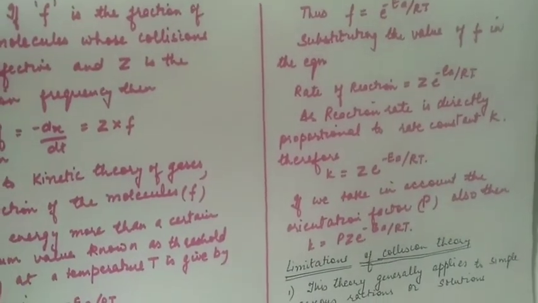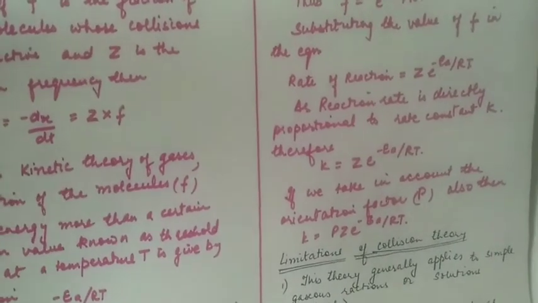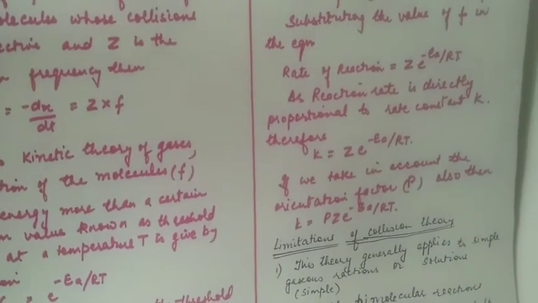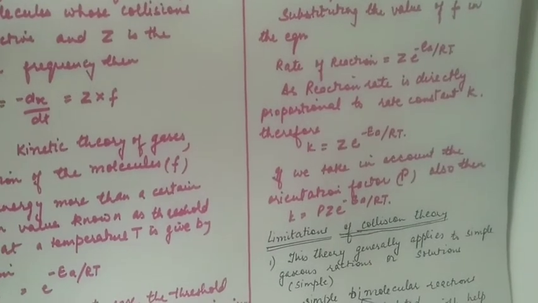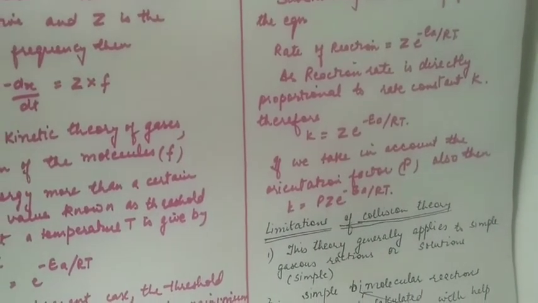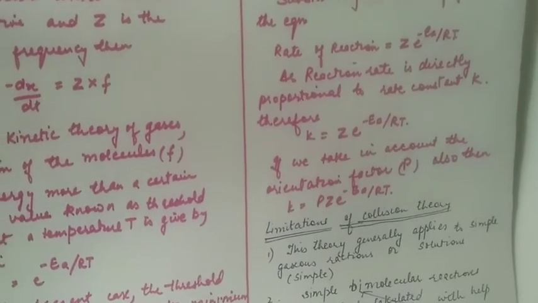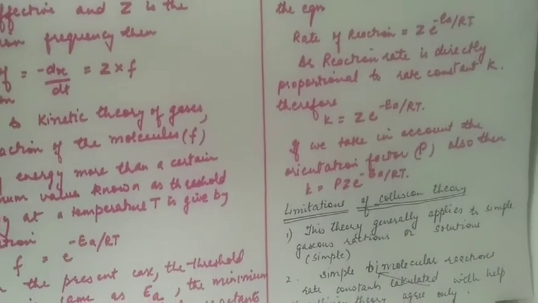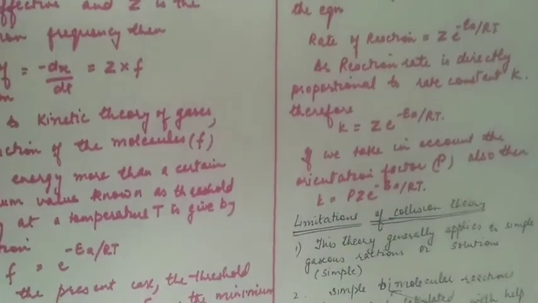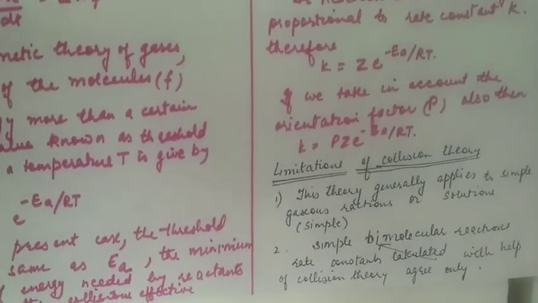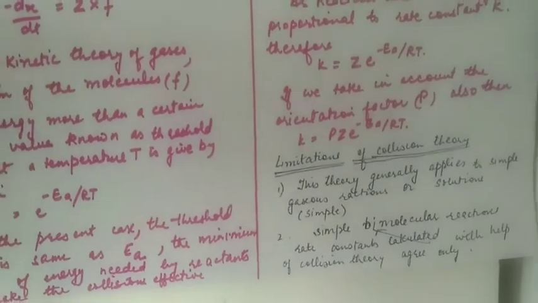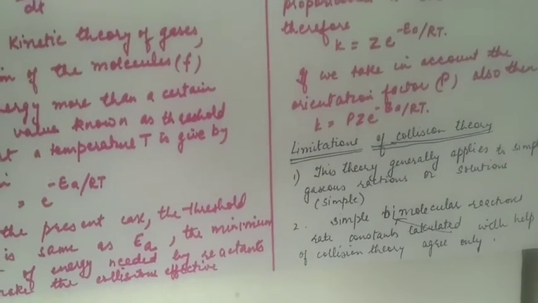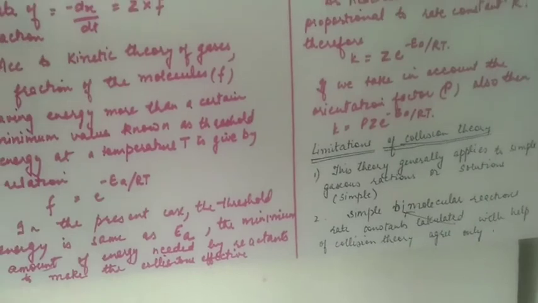Now, rate of reaction is Z into F. So, in place of F, if we put e raised to power minus Ea upon RT, we get the equation: rate of reaction is equal to Z into e raised to power minus Ea upon RT. Also, we know that rate of reaction is directly proportional to rate constant k. So, instead of rate, we can write rate constant, which will be equal to Z into e raised to power minus Ea upon RT. And we also have to take into account the orientation factor P. So, the equation will become k, the rate constant, is equal to P, the orientation factor, into Z, the collision frequency, into e raised to power minus Ea upon RT.